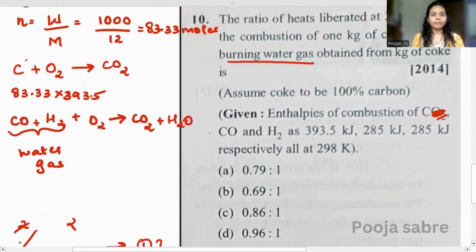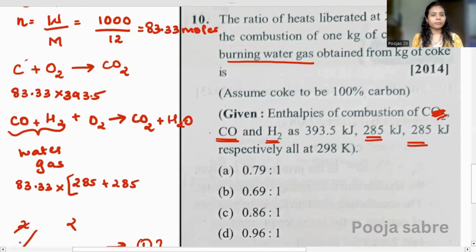Next thing is, now we know that CO plus H2. We have the number of moles of carbon. What is the number of moles of carbon? It is 83.33. Simply you're going to multiply with the enthalpy of combustion of CO and H2. So CO is how much? It is 285 and H2 is also 285. So I'm going to write this in the bracket, 285 plus 285, and then I will be adding this up with oxygen, and it is 83.33 into oxygen.